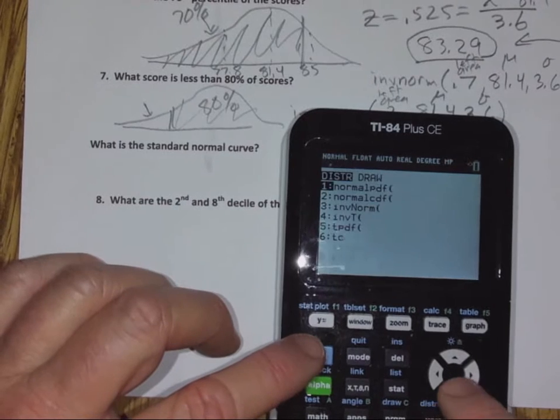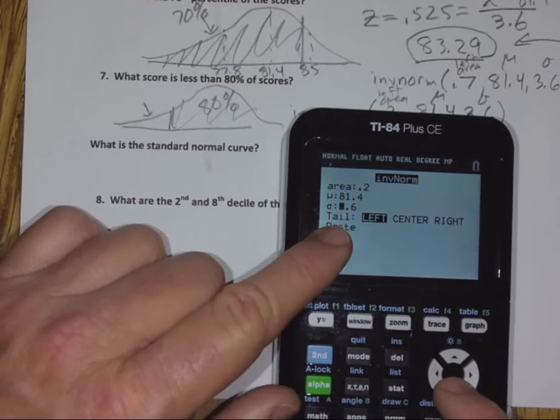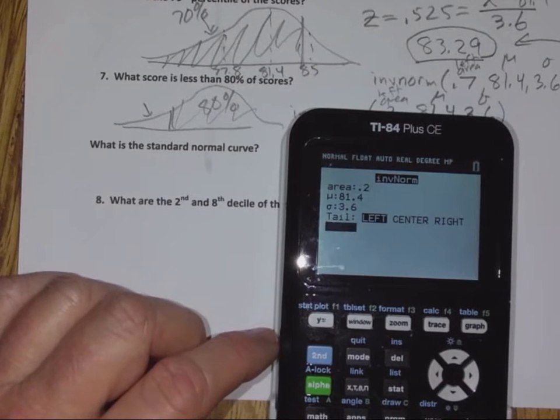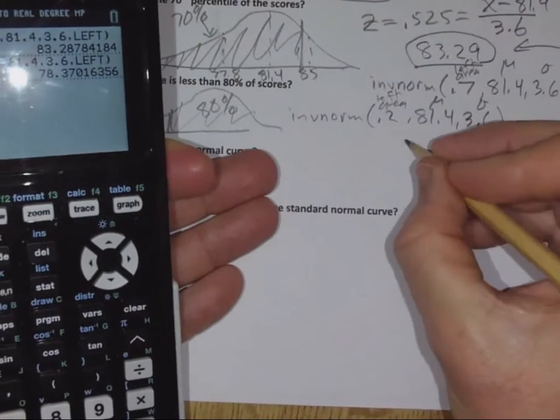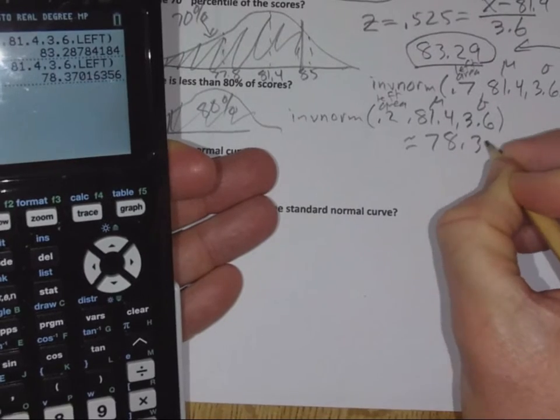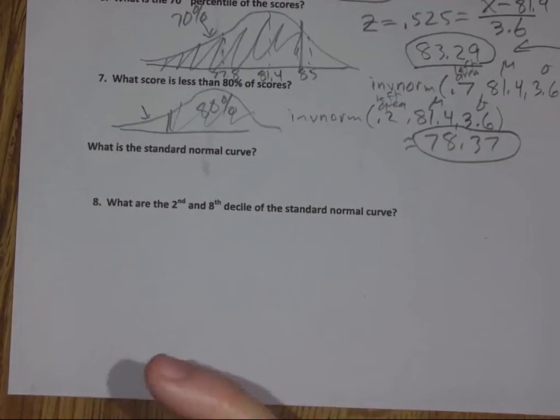So we'll do second distribution, inverse norm, 0.2, and that mean, that's the standard deviation, and we go paste, and we get approximately 78.37. So approximately 78.37, and so that is in essence the 20th percentile.